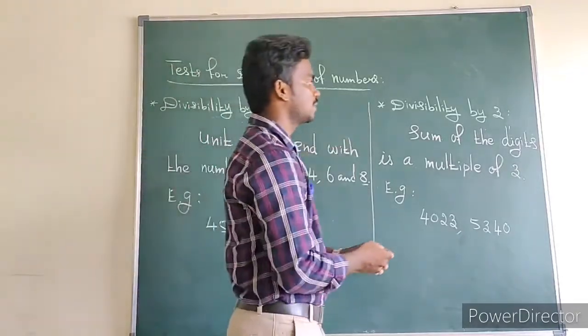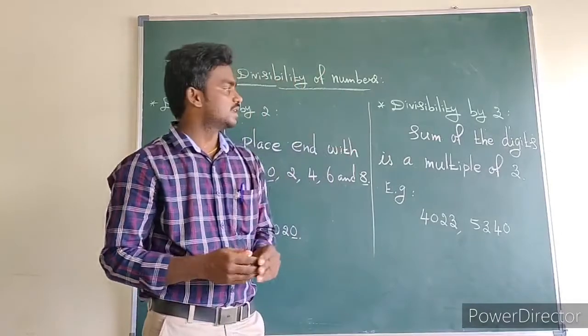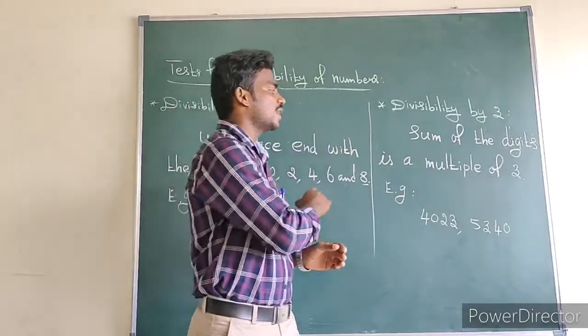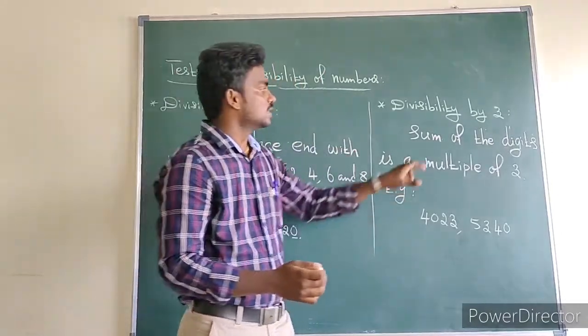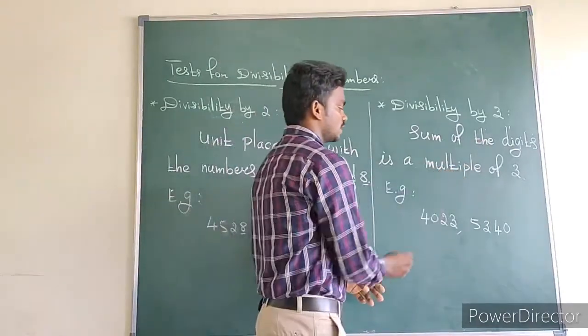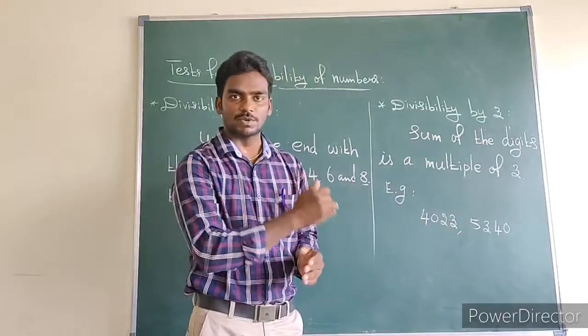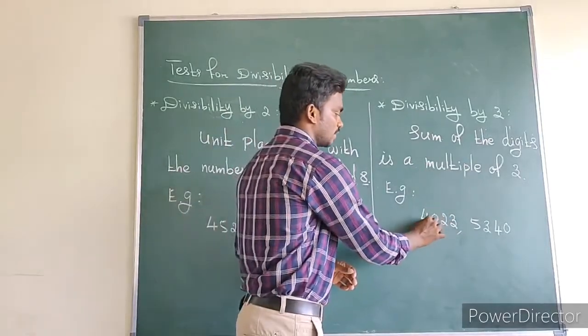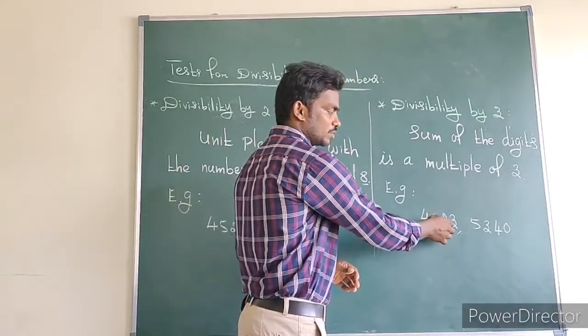What is the condition for divisibility by 3? Divisibility by 3 means the total sum of all the digits is a multiple of 3. The sum of the digits of the number is a multiple of 3. So how do we check this number? Is 4023 divisible by 3 or not? So what is the sum of the digits? The sum means 4 plus 0 plus 2 plus 3.